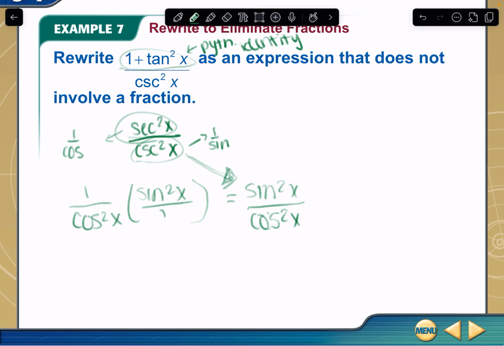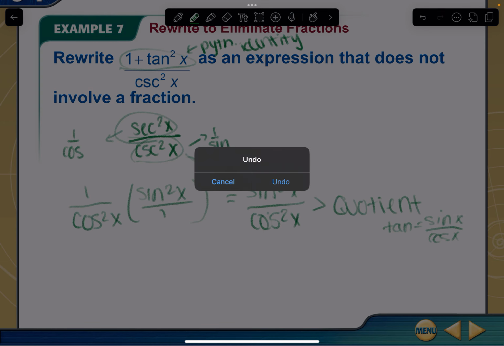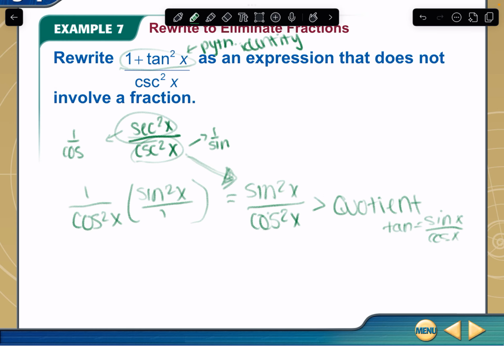But if you are looking at your list of identities, one of your identities is your tangent identity under quotient. So under quotient identities, it says tangent is equal to sine over cosine. So I have sine over cosine. I specifically have sine squared over cosine squared. So this is going to be one of my quotient identities. And I know that it said this. That is the identity that I'm going to use to get rid of my fraction.